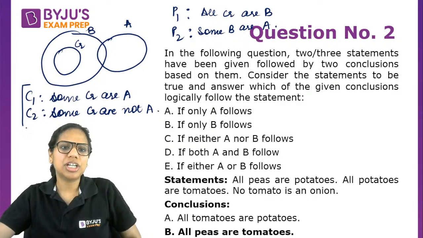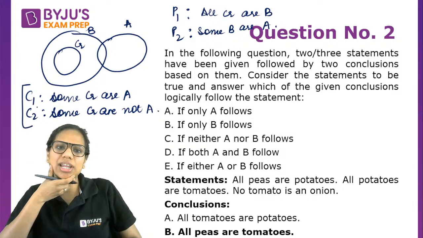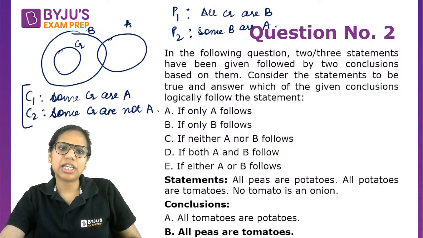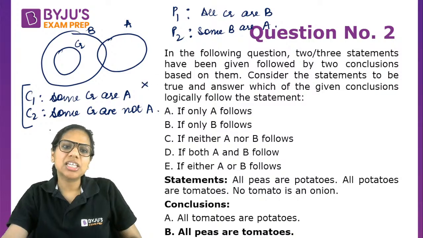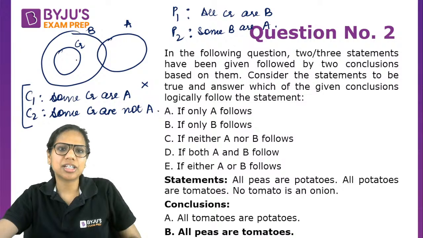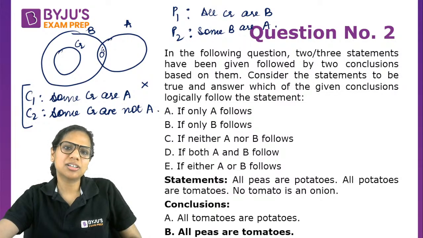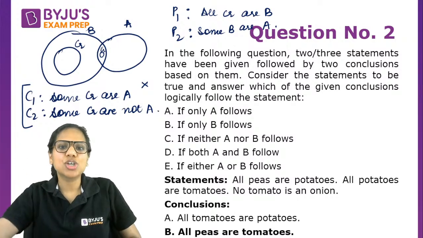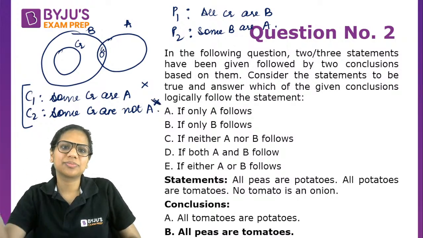If I ask you individually, do these conclusions follow? Some crows are animals. Is it necessary? I can clearly see it's not. Similarly, some crows are not animals. Is it necessary that there has to be a part of crows that is not animals? No, crows can lie here also. Quite possible. So even this is not necessary. So individually, neither of them follows, right?